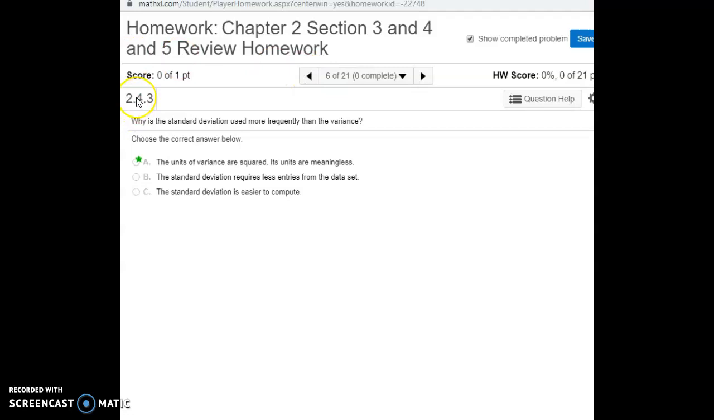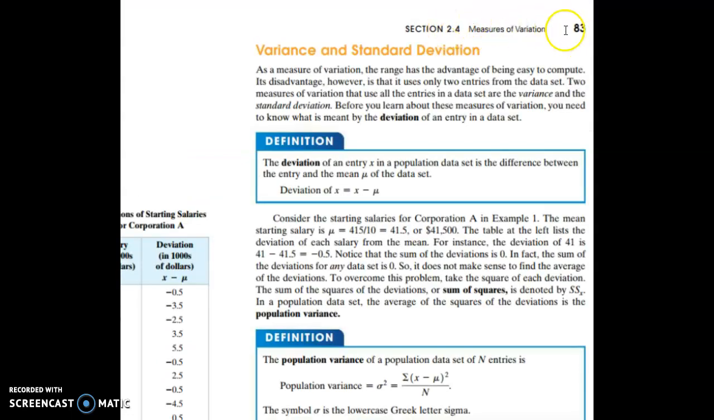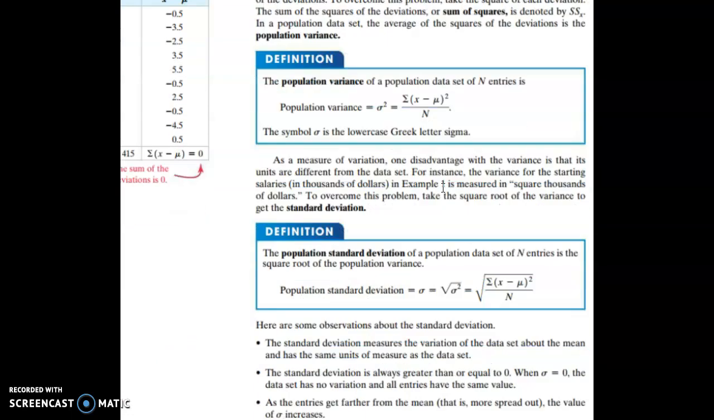Number 6, we're into section 2.4, asking about standard deviation and variance. The reason we use standard deviation more frequently is because it is in the same units as our data. And you can check these out in section 2.4. It's in the same units as the data, whereas the variance is in those units squared, which is a meaningless unit. So we'd rather use the standard deviation, which is in the same units as our data.